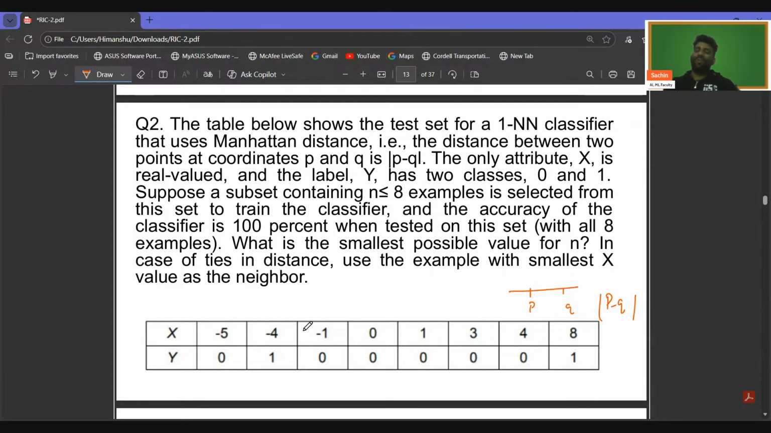And please see, what we are having is just one dimension. So it doesn't really matter whether you're using Manhattan distance or Euclidean distance. That should be clear to you. Okay, we are not just solving the problem, we are understanding how we solve it. And what is the extra information which we can derive, which makes it intuitively easy for us to understand what we are doing. Now, this is clear, Manhattan distance, the only attribute x. So as mentioned, we have only one attribute. That means we are actually playing in a one dimensional space that is real valued, and the label y has two classes, 0 and 1. Okay, cool.